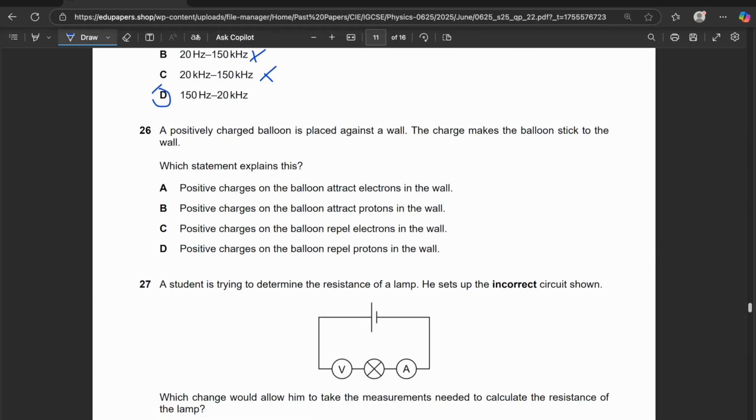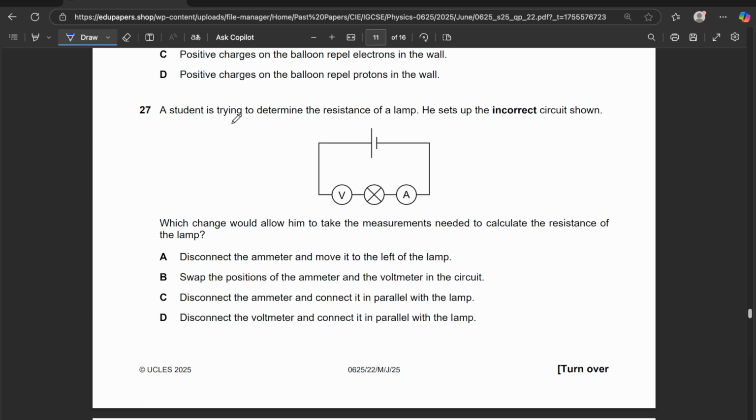26. A positively charged balloon is placed against a wall. The charge makes the balloon stick to the wall. Which statement explains this? Stick to the wall, which means it will be attracted. So we can choose from A or B: positive charges attract the electrons because they are unlike charges.